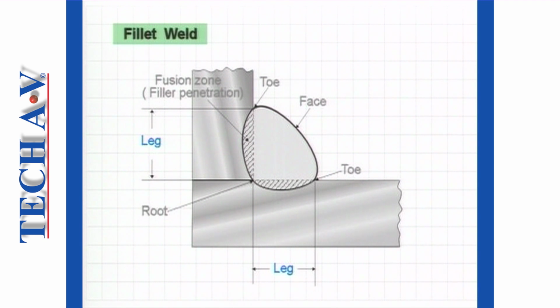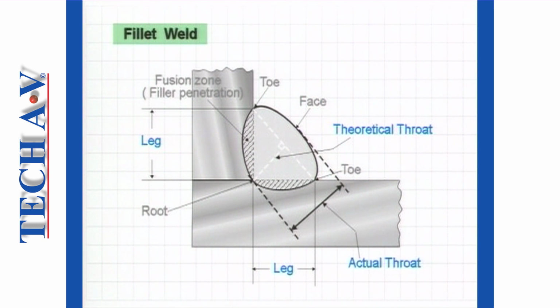Leg. There are 2 legs in a fillet weld which may or may not be of equal length. The depth of a fillet weld is termed the throat. There are 2 throat dimensions, namely, the theoretical throat, indicated by these dimension lines, and the actual throat, which is the distance from the root to the face of the weld.